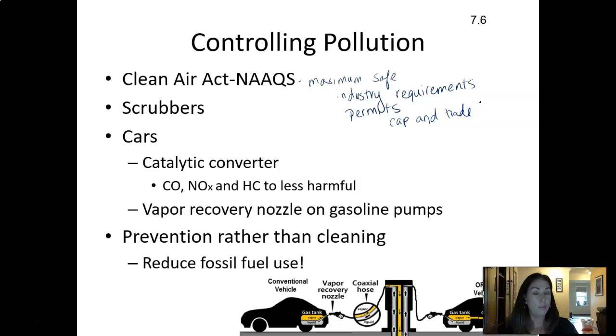And what cap and trade does is it makes it economically advantageous for them to reduce their amount of air pollutants so they can trade some of the pollutants that they might have been allowed to create. Now, one thing that we'll take a look at is scrubbers. And what scrubbers will help to do is reduce the amount of SO2 that is released into our atmosphere.